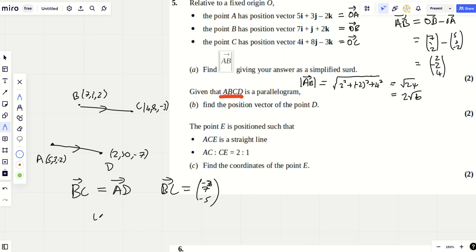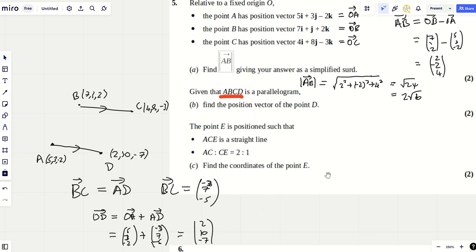If you want to show more working, you might want to point out that OD is just going to be equal to OA plus AD, and AD is of course equal to BC. And so you've just got the position vector of A, which is 5, 3, minus 2, and then I'm adding on AD, which is minus 3, 7, minus 5. I honestly think, though, it's less work and it's easier to just do what I did on the diagram there. And apparently in the old paper they accepted it.